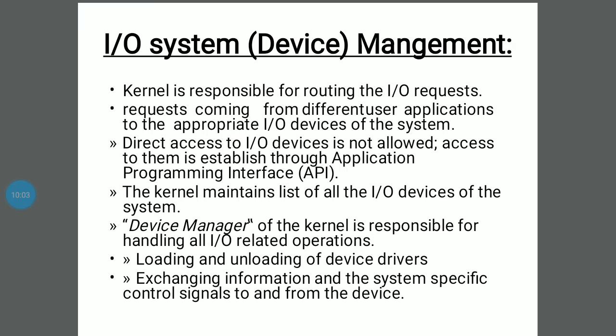So first, the kernel maintains what are the IO devices connected to the system. This list may be available in advance at the time of building the kernel. Some kernels dynamically update the list of available devices as and when a new device is installed. For example, when you install a pen drive, automatically you can see the pop-up message that a new device is detected. So in that way the kernel keeps track of all the newly available devices in the system.